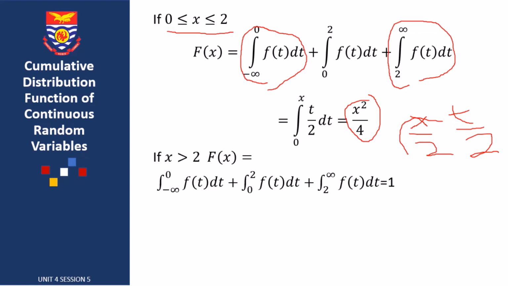Now if x is greater than 2, the function will be equal to 1. What it means is that when we sum up everything from the beginning to the end, from negative infinity to positive infinity, with the interval given, it should be equal to 1.